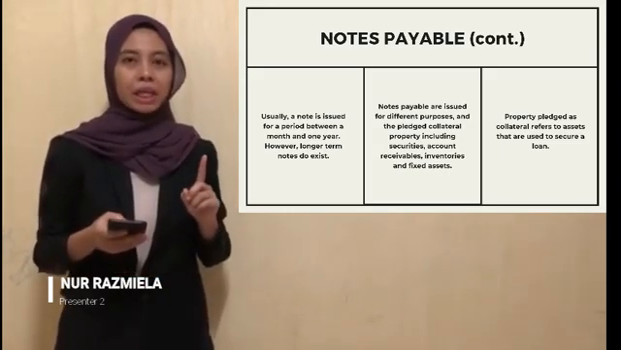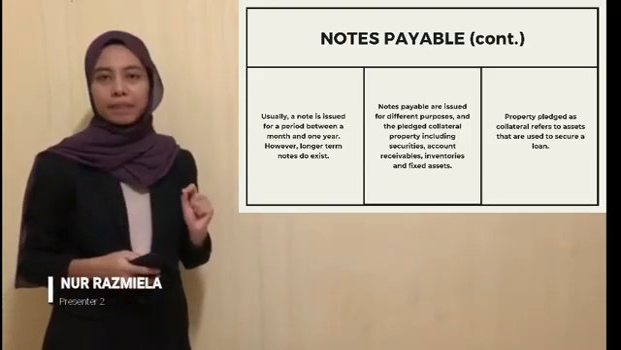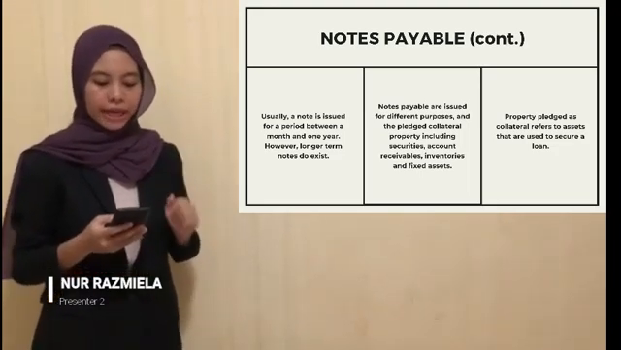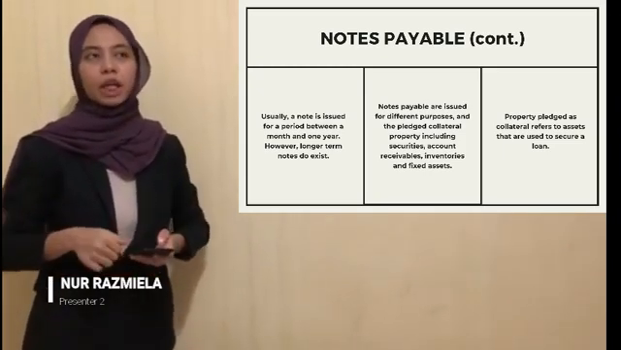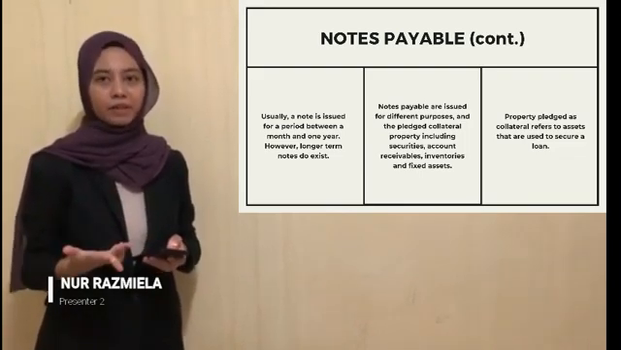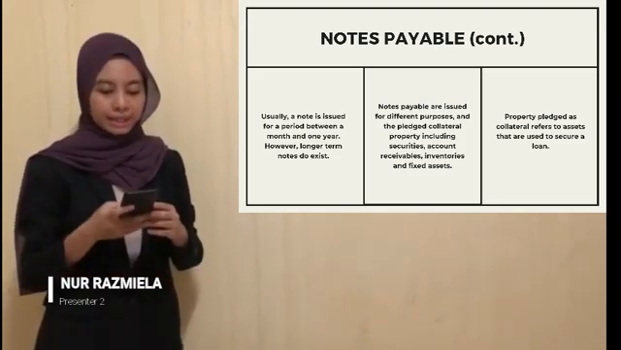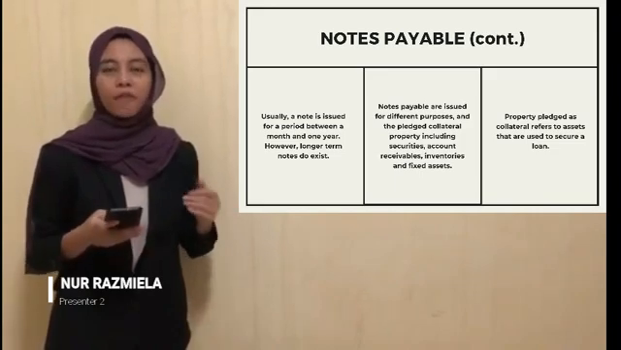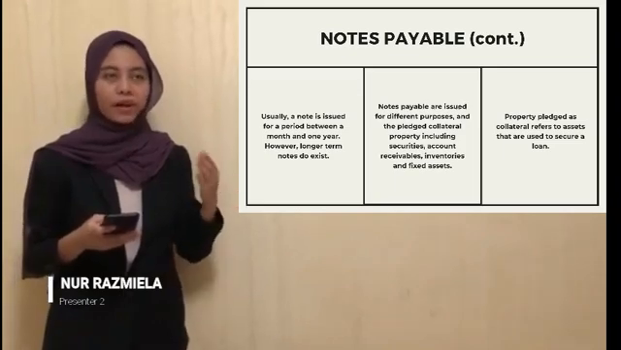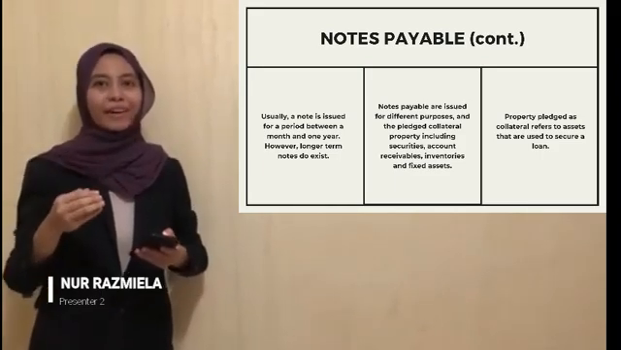However, longer term notes do exist. Notes are issued for different purposes, and the property pledged as collateral includes a wide variety of assets, including securities, accounts receivable, fixed assets, and inventories. So what do we mean by pledged collateral? It refers to assets that are used to secure a loan. For example, a borrower pledges his assets to the lender to guarantee or secure the loan. In Malay, we call it cagaran.